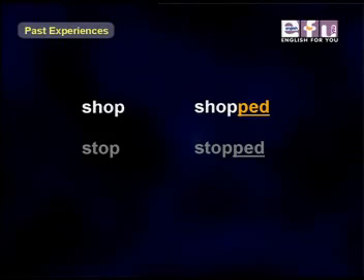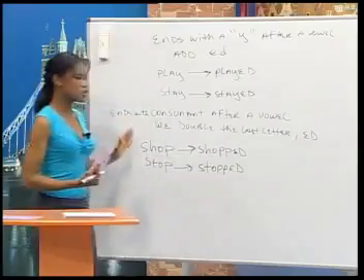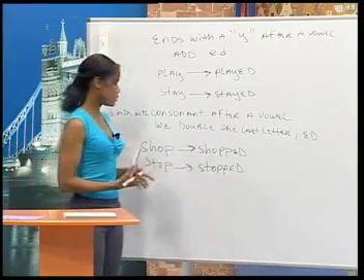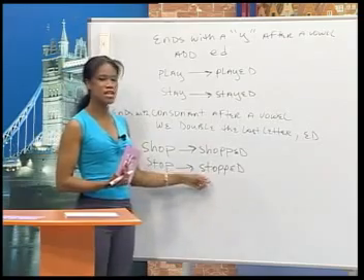So shop ends in a consonant after a vowel. So for the past tense, we have to double the P and add ed. Stop ends in a consonant after the vowel. So in the past tense, we need to double the last consonant, which is P, and add ed. So shop becomes shopped. Stop becomes stopped.